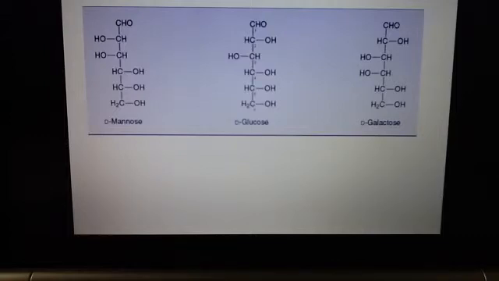One thing to know about mannose is that it is used in the glycosylation of proteins, and this is one of the sugars that's added on. Anyway, it's something interesting about these monosaccharides. Let's move on and talk about the next one.